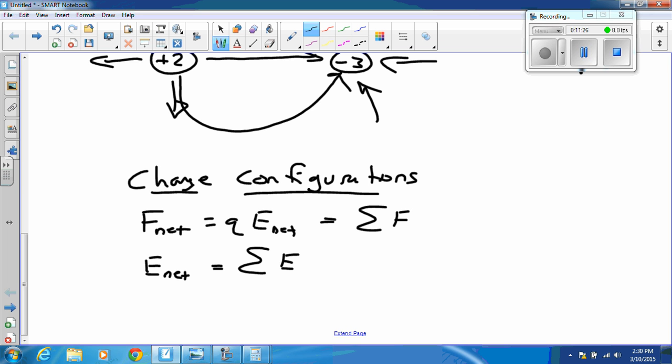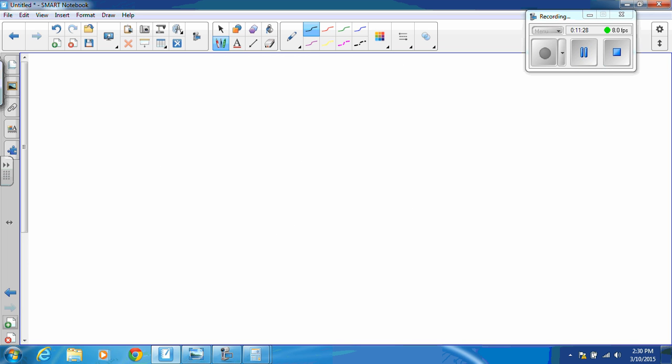So I want to review a little bit what we talked about with regard to electric potential. And in particular, I'd like to develop two formulas that we're going to use a whole lot. We started developing them yesterday.